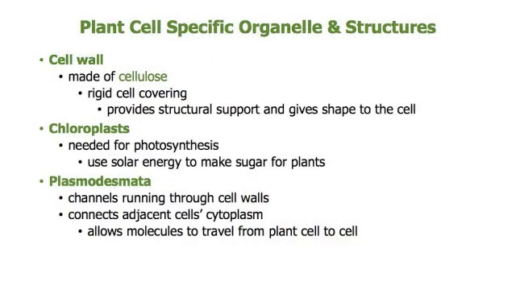Plant cells contain a cell wall, which is made of cellulose. The cell wall is a rigid covering that provides structural support and gives the cell shape. Most of the living world runs on energy provided by photosynthesis. Photosynthesis is the conversion of light energy from the sun to chemical energy of sugar and other organic molecules. Chloroplasts, which are unique to the photosynthetic cells of plants and algae, are the organelles that perform photosynthesis. Plasmodesmata are channels running through cell walls. Plasmodesmata connect adjacent plant cells' cytoplasm and allow molecules to travel from plant cell to plant cell.